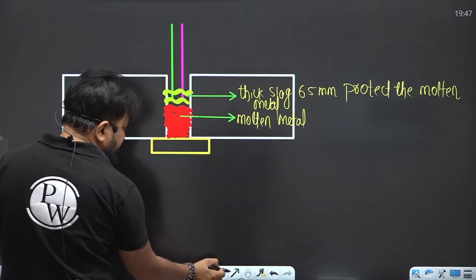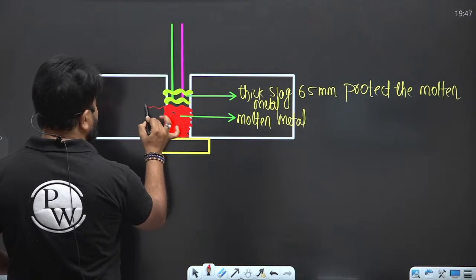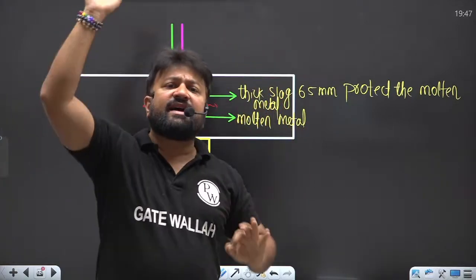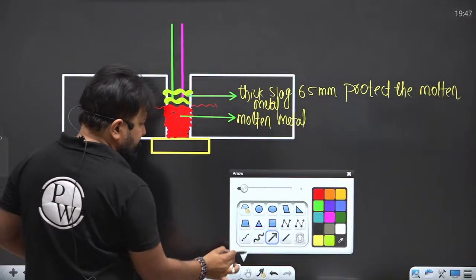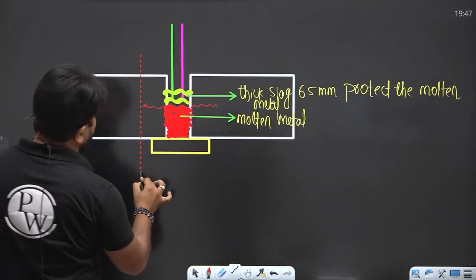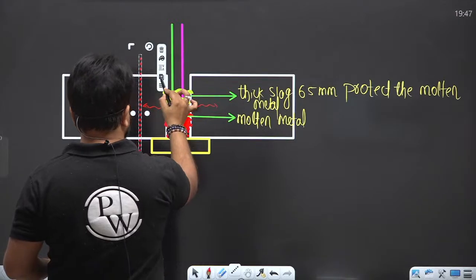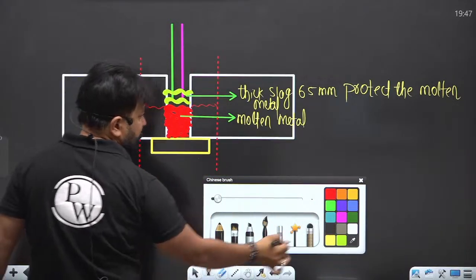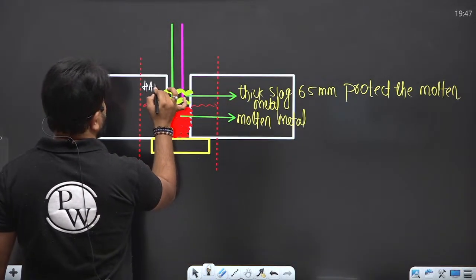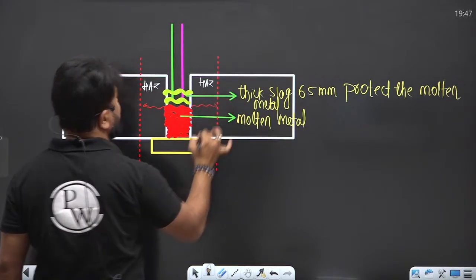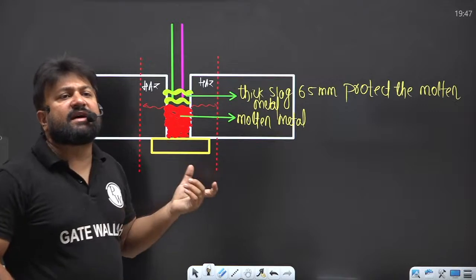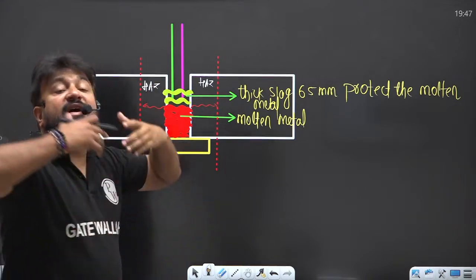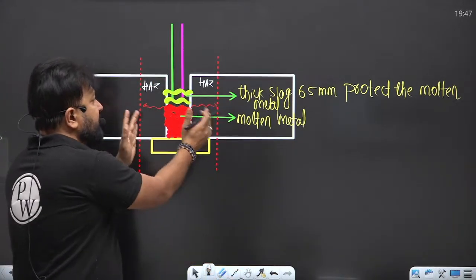That's why heat will go into the base plate. So there is a chance that a large heat affected zone is going to be produced. It is large because this molten metal is protected by the thick slag, so the heat will go into the base plate.